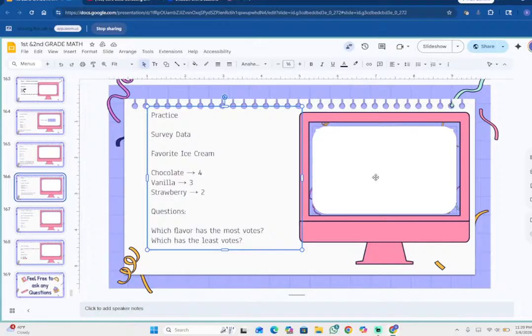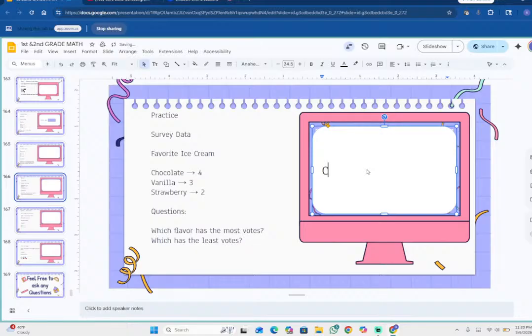Which flavor has the most votes? So chocolate has the most people, therefore they have the most votes. And strawberry. So which one has the least votes? So strawberry has the least people. So strawberry has the least votes.